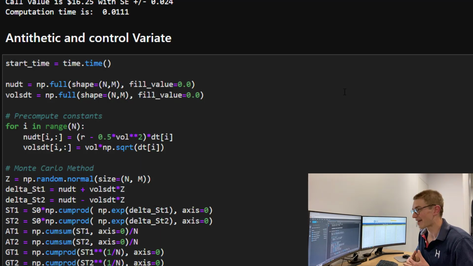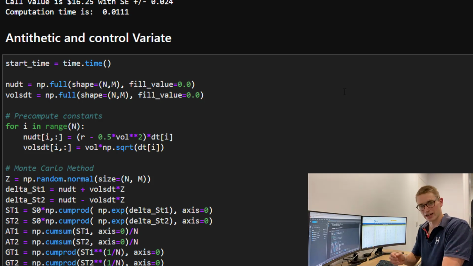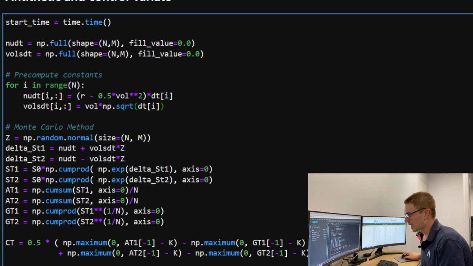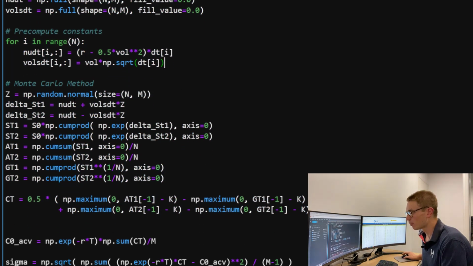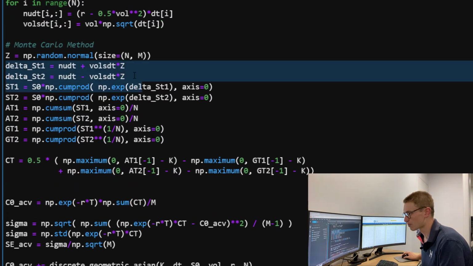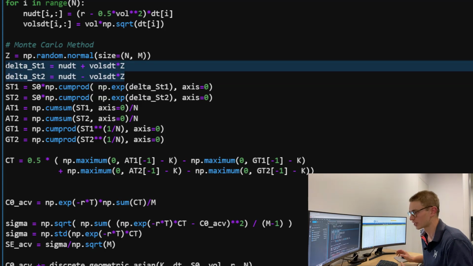So now we're going to look at the antithetic and the control variate of the geometric average option and see how that helps in terms of variance reduction for our Monte Carlo technique. So now we're simulating, pre-computing the constants just as we have done before. For our Monte Carlo simulation, we have two price paths which are negatively correlated with each other. So that's the antithetic component here.